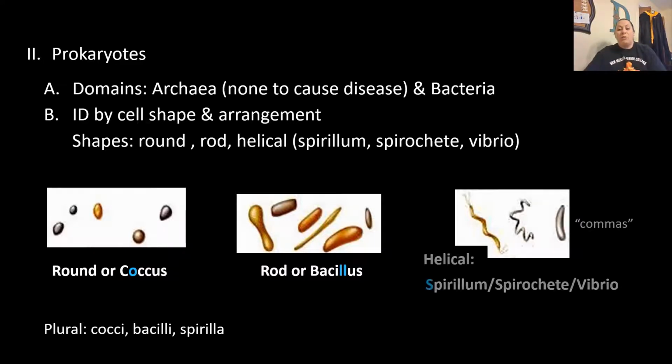The last group are going to be the helical, the ones that look like a spiral. And so these are going to be spirillum. Now spirillum are going to be more rigid in their structure, whereas spirochetes are going to be more flexible. Also in this group, there is what we call the vibrio, and vibrio have a comma shape to them. So this is what we're looking at for the shapes.